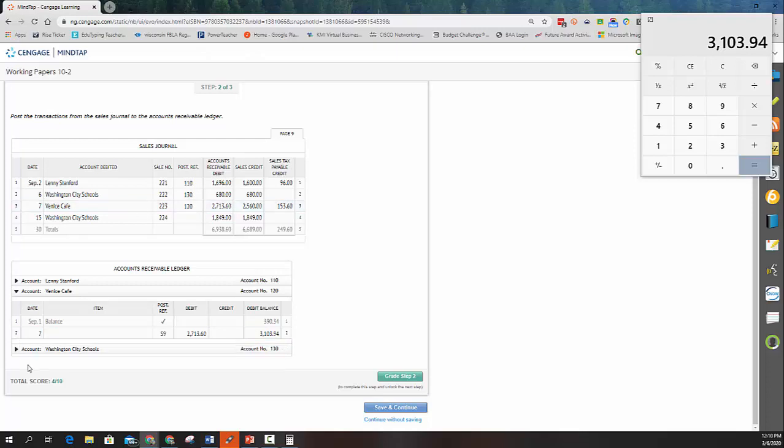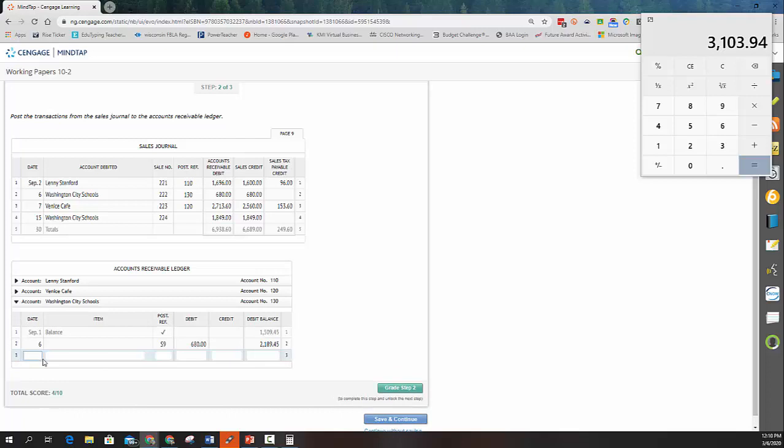Washington City Schools is a great business for us, and they ordered from us again on the 15th. So we have two transactions from S9. I'm going to debit it $1,849. Previous balance of $2,189.45. Add that new balance to it. So my current balance then is $4,038.45. Last step is account number 130 goes back up on top.